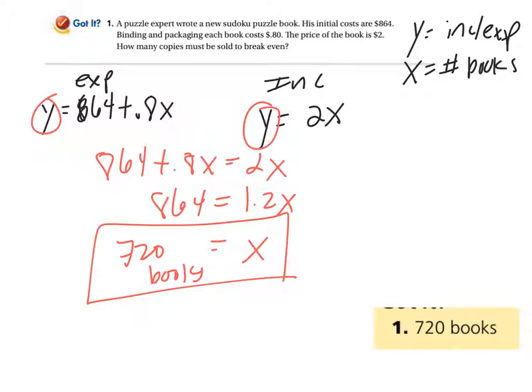Again, income, expenses, two equations must be written, set them equal, solve. Of the three types we're doing, I think this one's probably the easiest in my opinion.